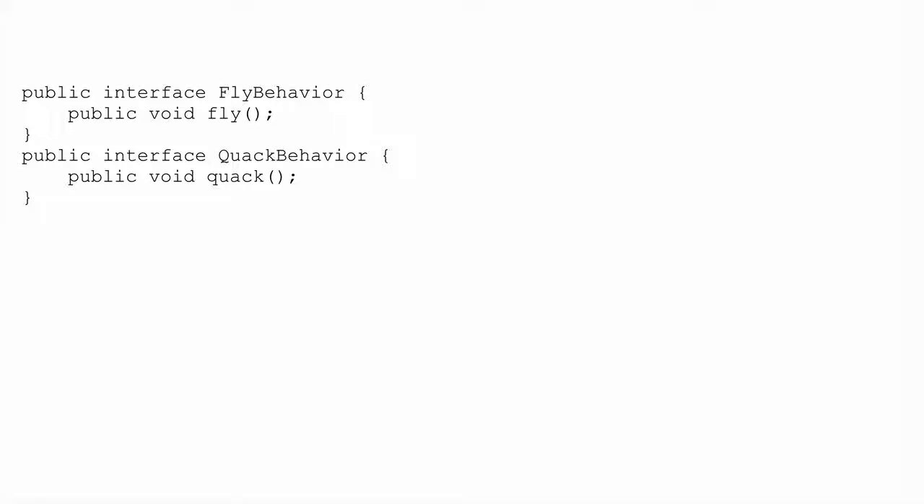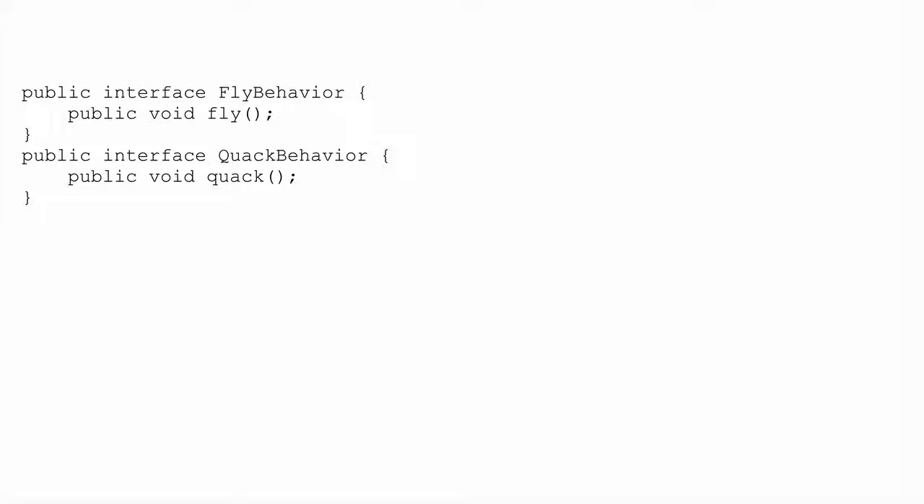So here we have the fly behavior and quack behavior interfaces, and they're just simple functional interfaces. That means they just have one abstract method. In our duck simulator example, the flying and quacking strategies are both functional interfaces, which means that the concrete strategies that implement those interfaces can be expressed as lambdas.